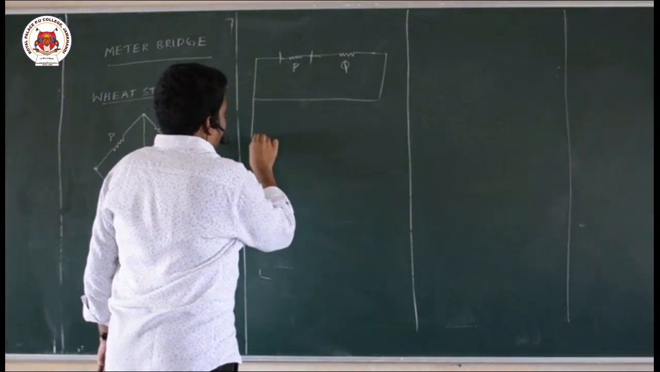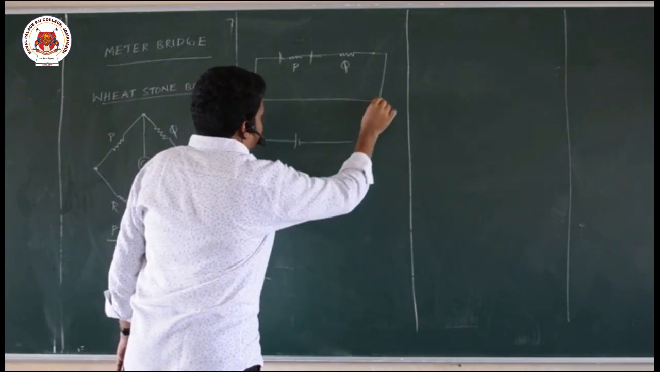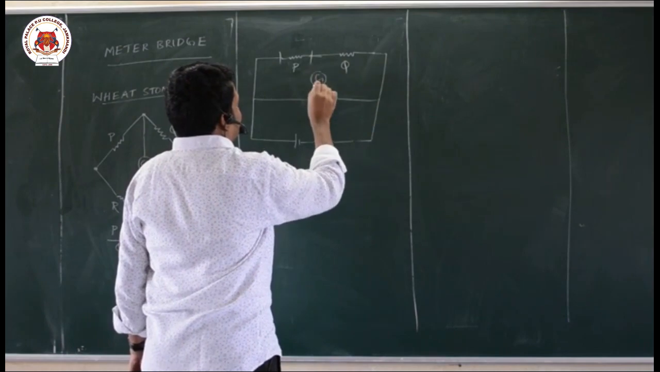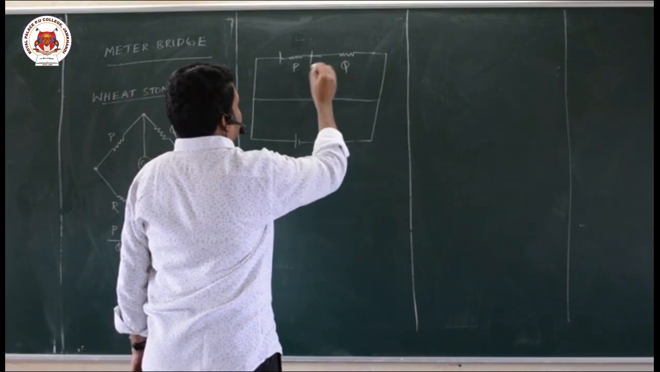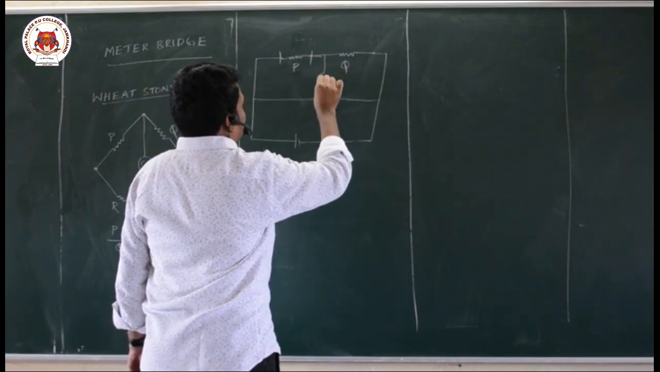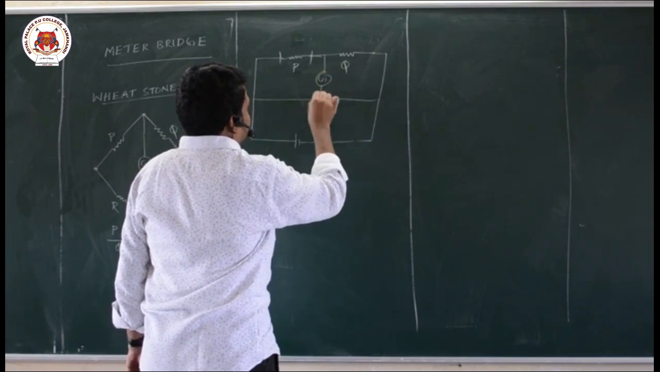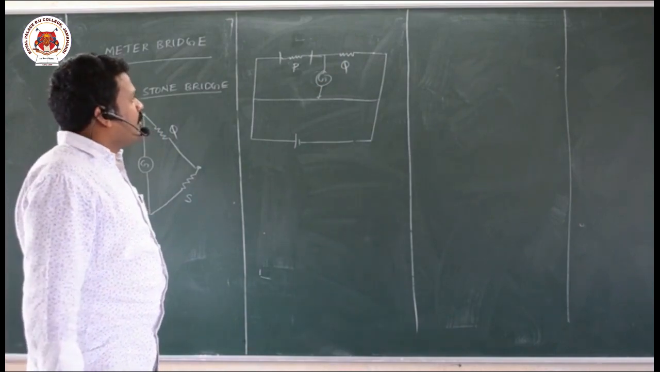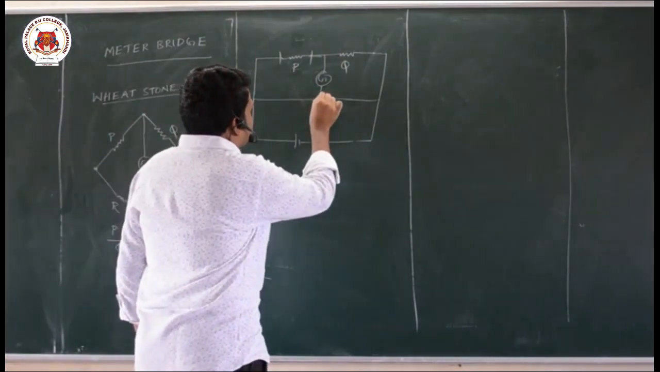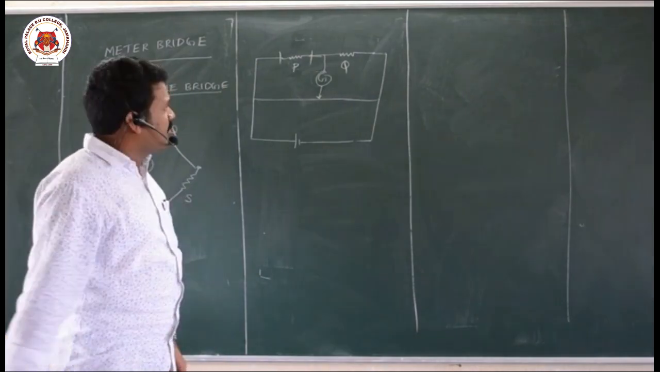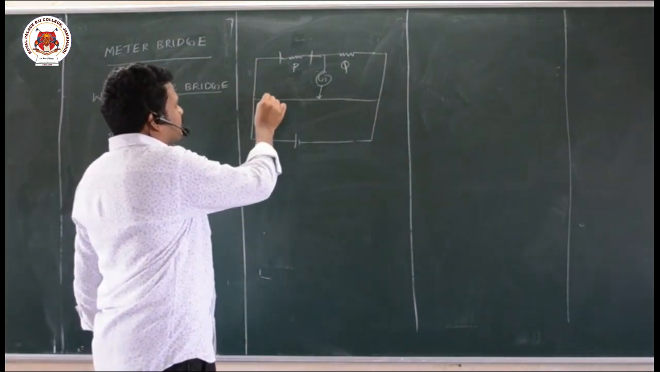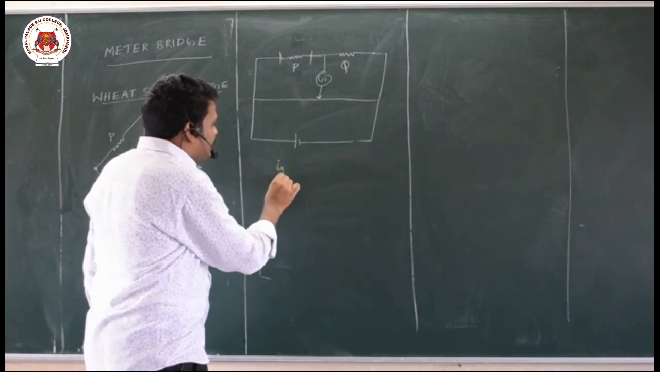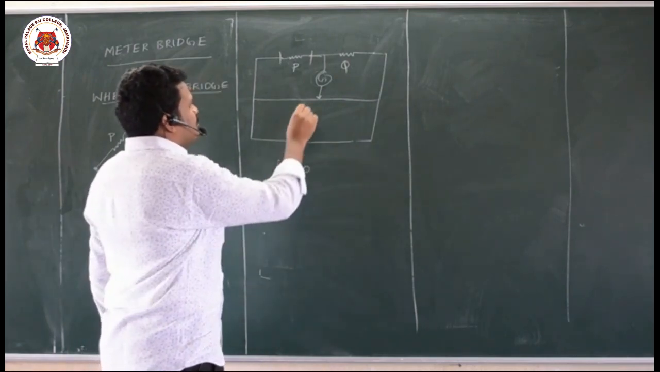If you connect this to a cell, just like a galvanometer, there will be a movable jockey here. Now this jockey will be moving on this wire. First you start from here. Once you see the galvanometer reading is 0, that is called the balancing length.